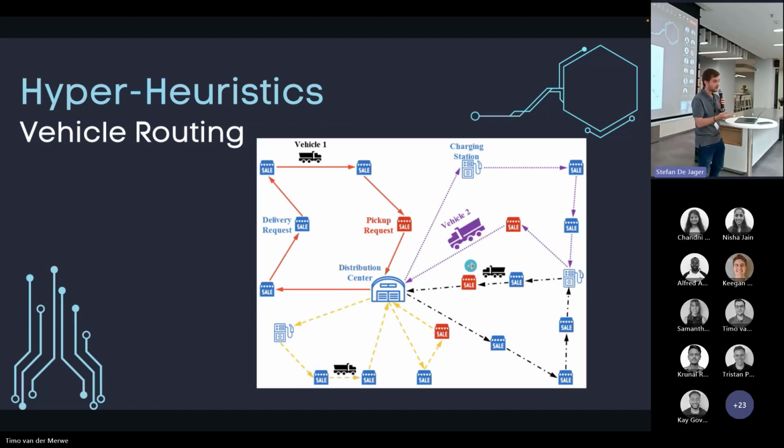Another problem that we could solve is vehicle routing. So let's say we have a distribution center and vehicles leave this distribution center to make a delivery, and then they have to come back again. We can use a hyper-heuristic to find routes that are the shortest, that use the least amount of fuel and time, so to optimize the routes that vehicles will have to travel.